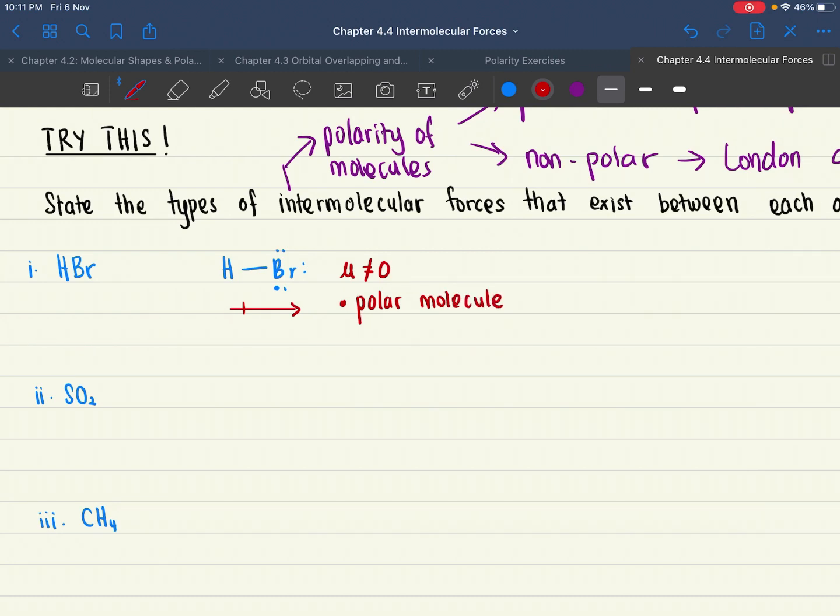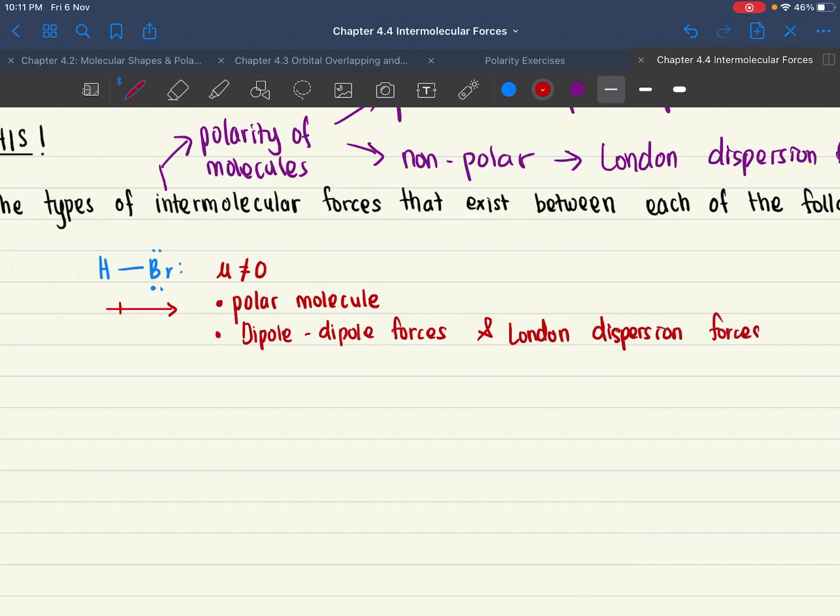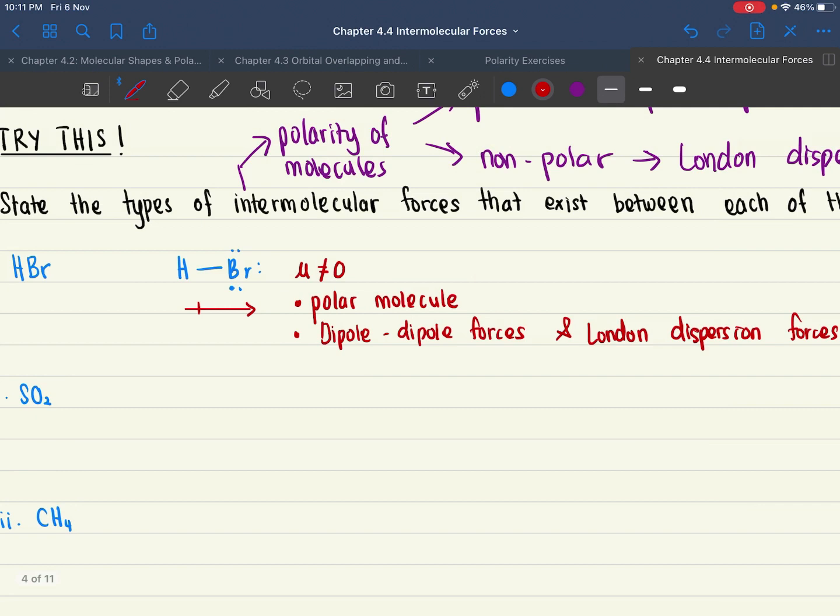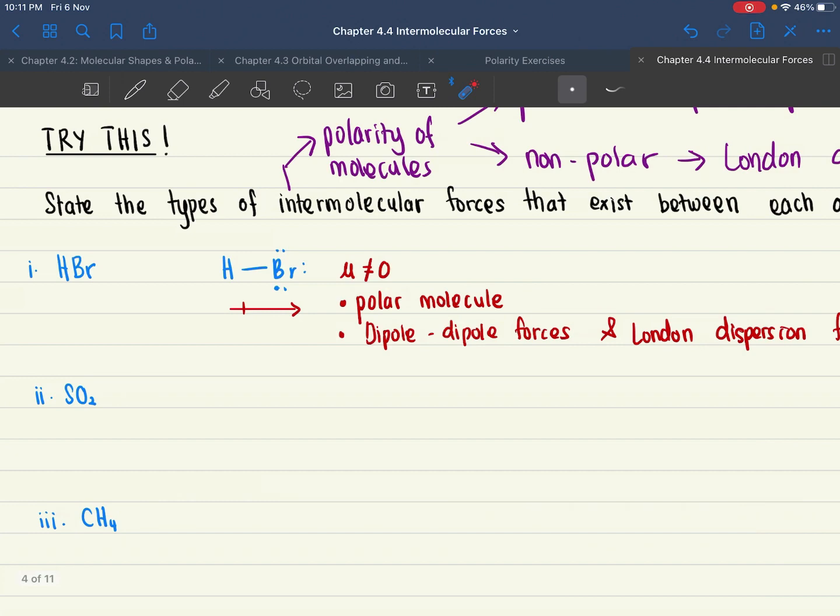Kalau dia polar molecule, maksudnya type of intermolecular forces that exist between HBr adalah dipole-dipole forces. And don't forget London dispersion forces, sebab London dispersion forces ni wujud dalam semua benda. Tapi kalau soalan objektif tanya bonding yang exist between HBr, you should circle dipole-dipole forces. Jangan bulatkan London dispersion forces sebab itu wujud dalam semua benda. Alright, and then for SO2 pula.